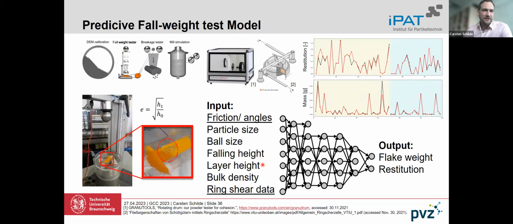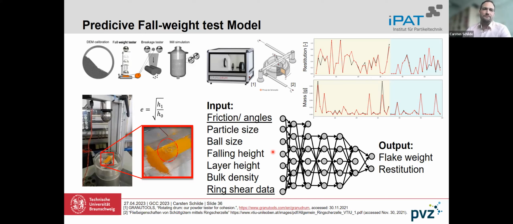This is given here from the experimental point of view on the left side, and then you can use these results again to train an artificial neural network. And if you do so, you will notice that you need more data than just the process parameters of the experiment. You need the flow properties of your product, the ring shear data. That means the flow function, you need the cohesion, the effective friction within your bulk.